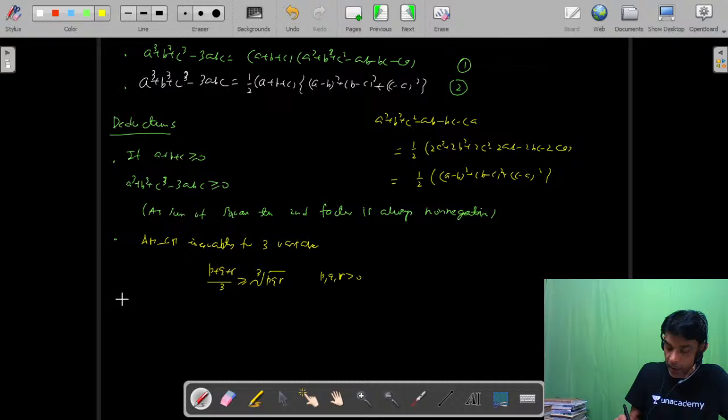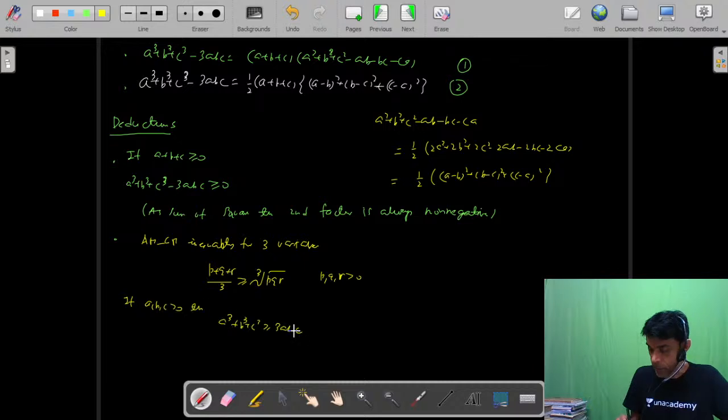If a, b, c all are positive, then of course a plus b plus c is positive, and so a cubed plus b cubed plus c cubed is greater than or equal to 3abc, this one. And because p is there, I can write a cubed as p, so a is the cube root of p. So I can write here p plus q plus r is greater than or equal to 3 times the cube root of pqr. Cube root is always defined for a number, right? Cube root is always defined. So we will get like this.